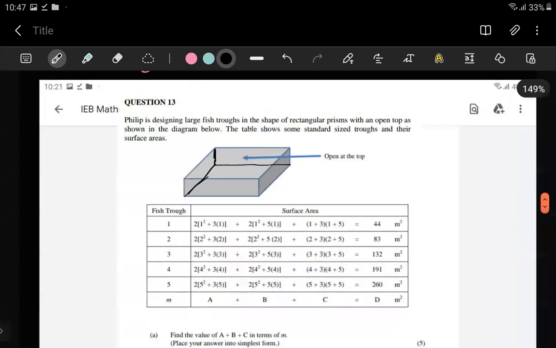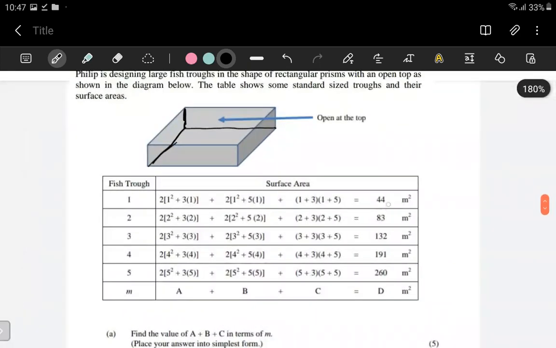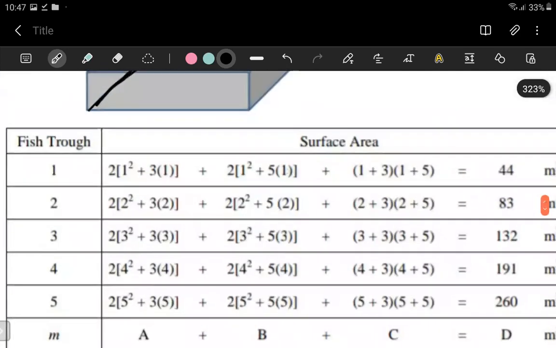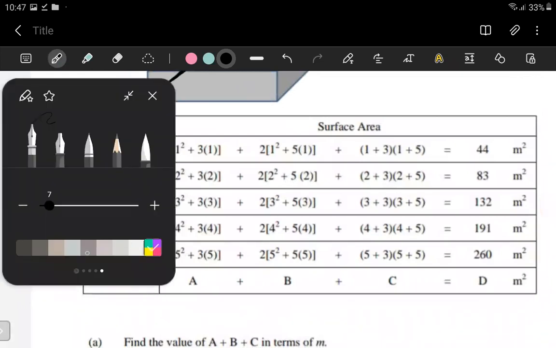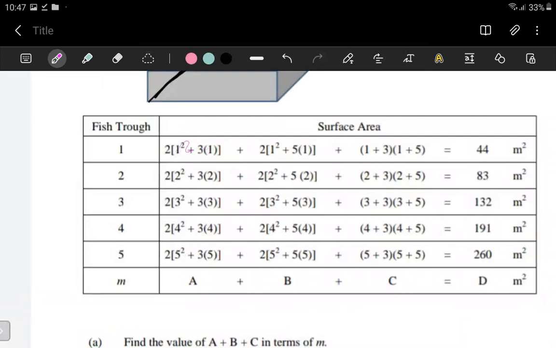With this being said, here we have the surface area, and here the surface area is 44. Then the next one is 83, going on and on. So it's almost like a formula here, and we can already trace it. There's some kind of a sequence. 1, because this is 1. 2, because this is 2. 3, because this is 3. 5, because this is 5.